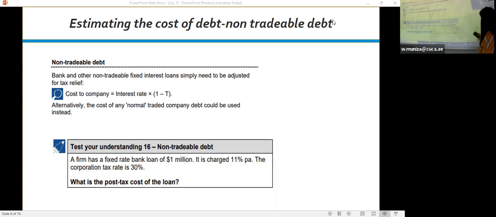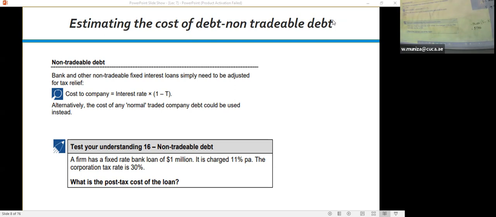Okay, so 1 million is not the interest rate, students. Interest rate is 11%. Yes, 11% it is. So 11% of 1 million, multiplied by 11 divided by 100, is 110,000. Into 0.7, it will be 77,000. So it is in total.